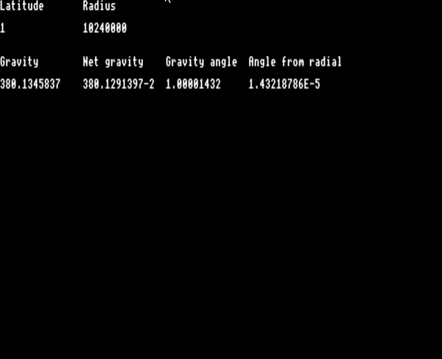1024. Or is... No, it isn't. Is it? Probably 1024 kilometers. 380 meters per second, or 380 newtons per kilogram. 1,022 kilometers. We're already up to 381.6, which means, actually I should be looking at the net gravity, not the actual gravity, but as you can see, there's not much in it here.